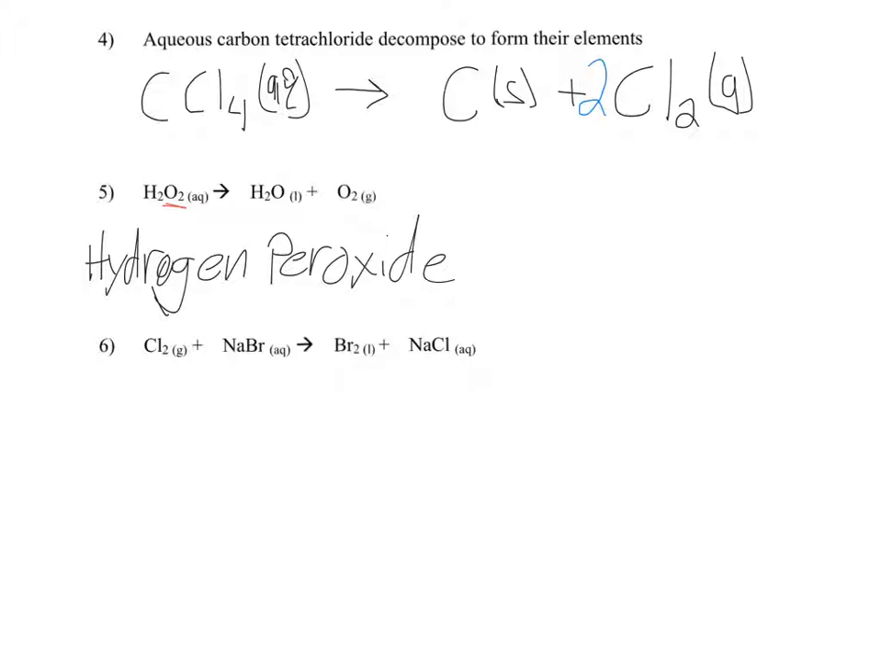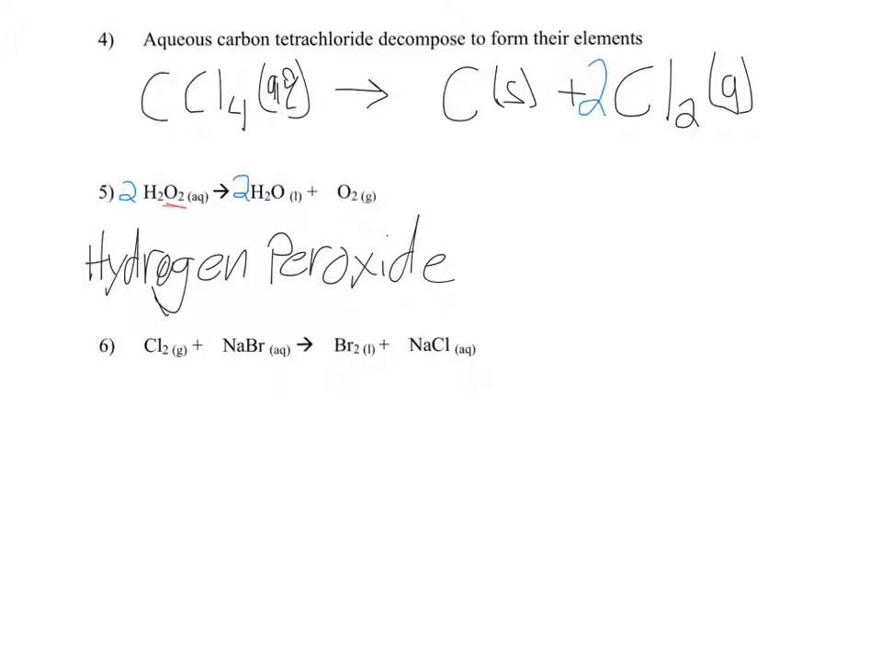Now it does require some balancing. One of the things that will make life a little bit easier for us is if we get rid of our odd number of oxygen. Now we have a total of 4 oxygen and 4 hydrogen. Well, that can be easily alleviated by putting a 2 in front of that.